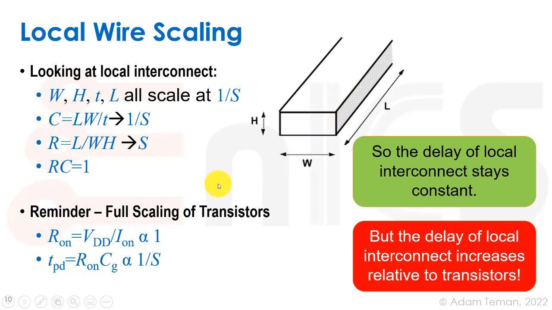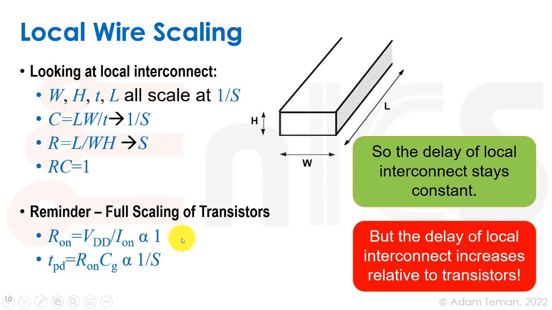And if we put that into our model over here, the capacitance goes down by S, which would be a good thing. The resistance goes up by S, which is not a good thing. But fortunately, these two trade off, and we get this RC, which is the delay through this wire, which stays constant. And we think that that's a really good thing, that the local interconnect delay stays constant.